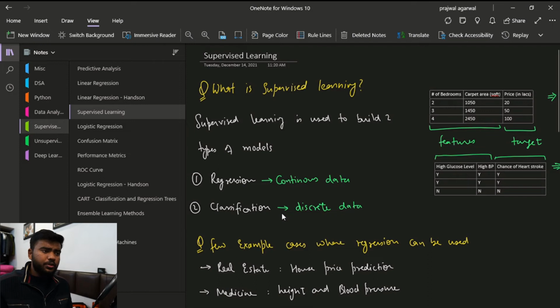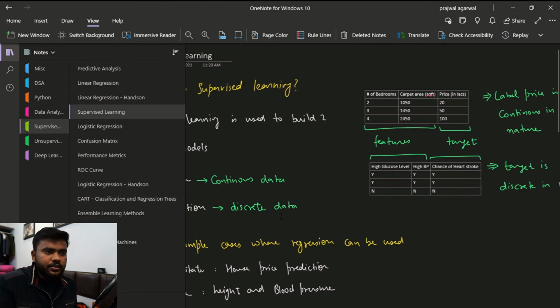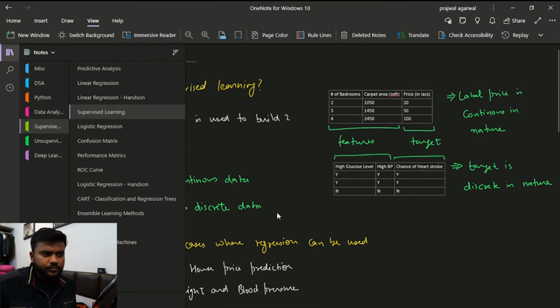Supervised learning is used to build two types of model. First we have regression, and second we have classification. Now regression is used whenever we are dealing with continuous data. Continuous data is also called numerical data. And classification is used whenever we are dealing with discrete data, basically data with black and white values. For example, 0 or 1, yes or no. That type of data. This is an example of continuous data. We have numerical values and we also have labels. So this particular model is going to use regression.